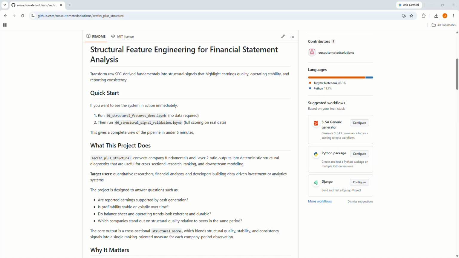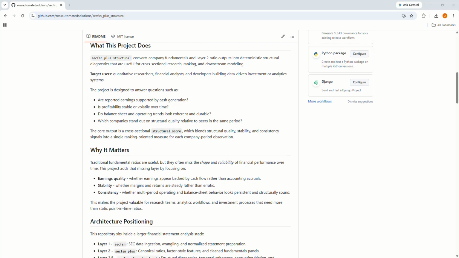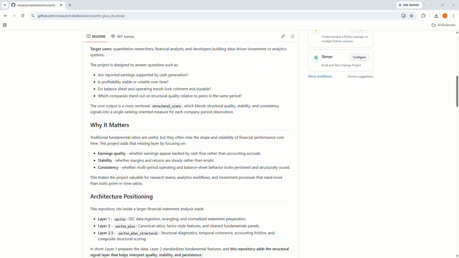I built this project on top of SEC-derived financial data to focus on three things: earnings quality, stability, and consistency over time. Instead of only asking, what are the numbers today? The goal is to understand how those numbers behave across periods, whether earnings are cash backed, whether profitability is volatile, and whether the financial relationships look structurally coherent.